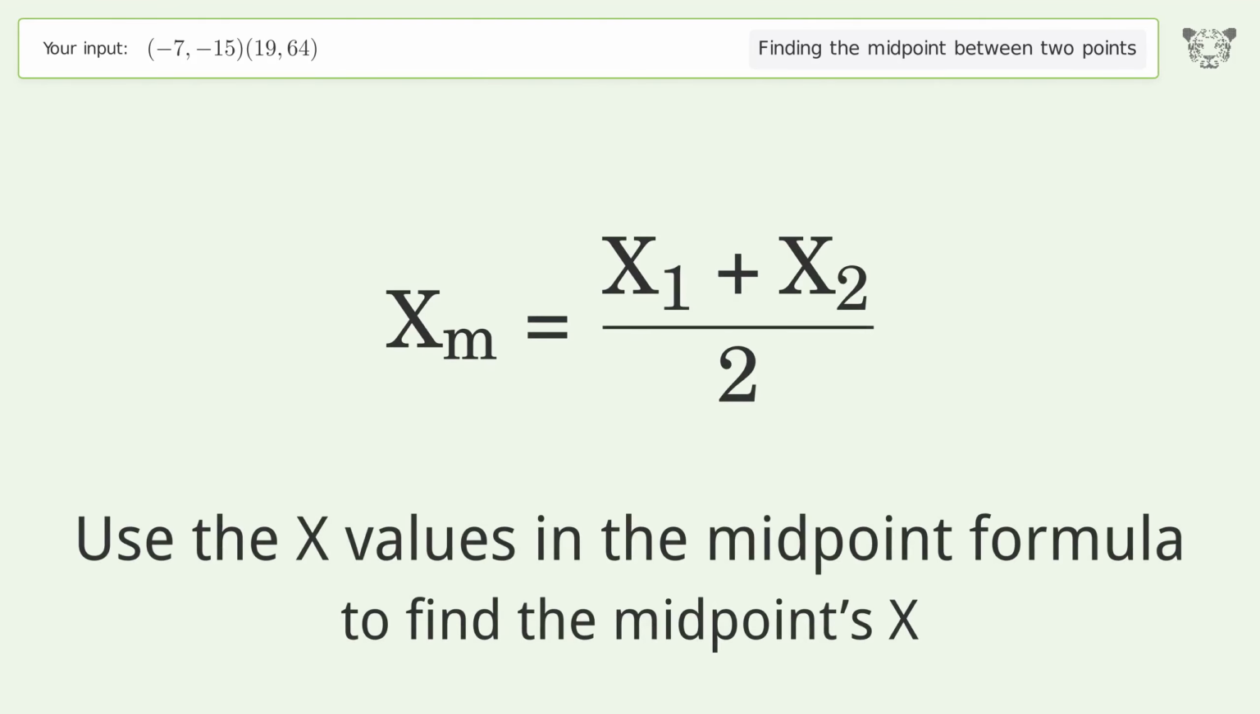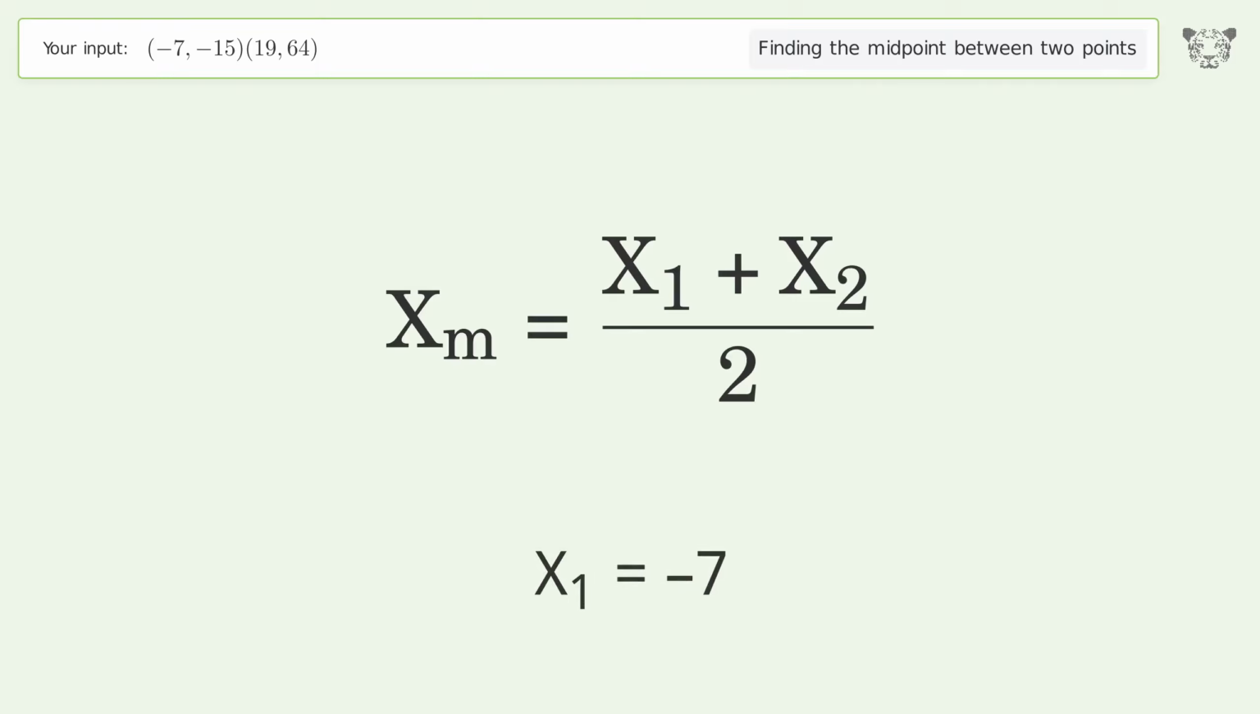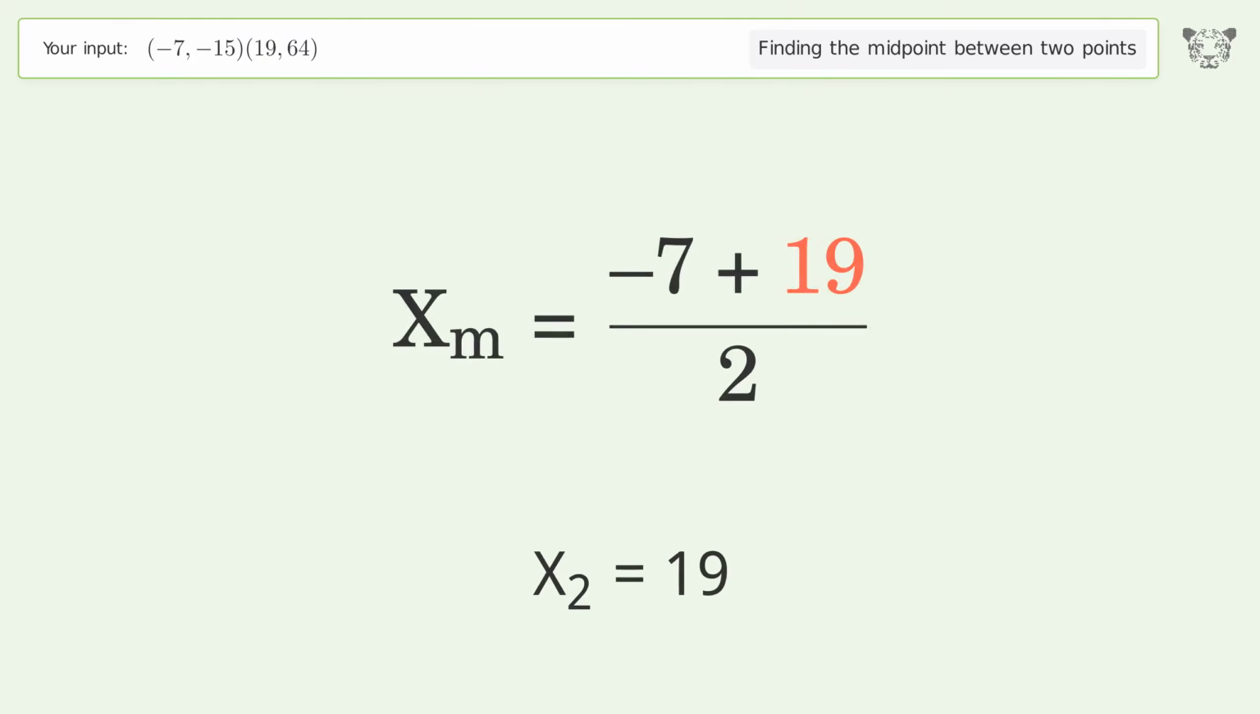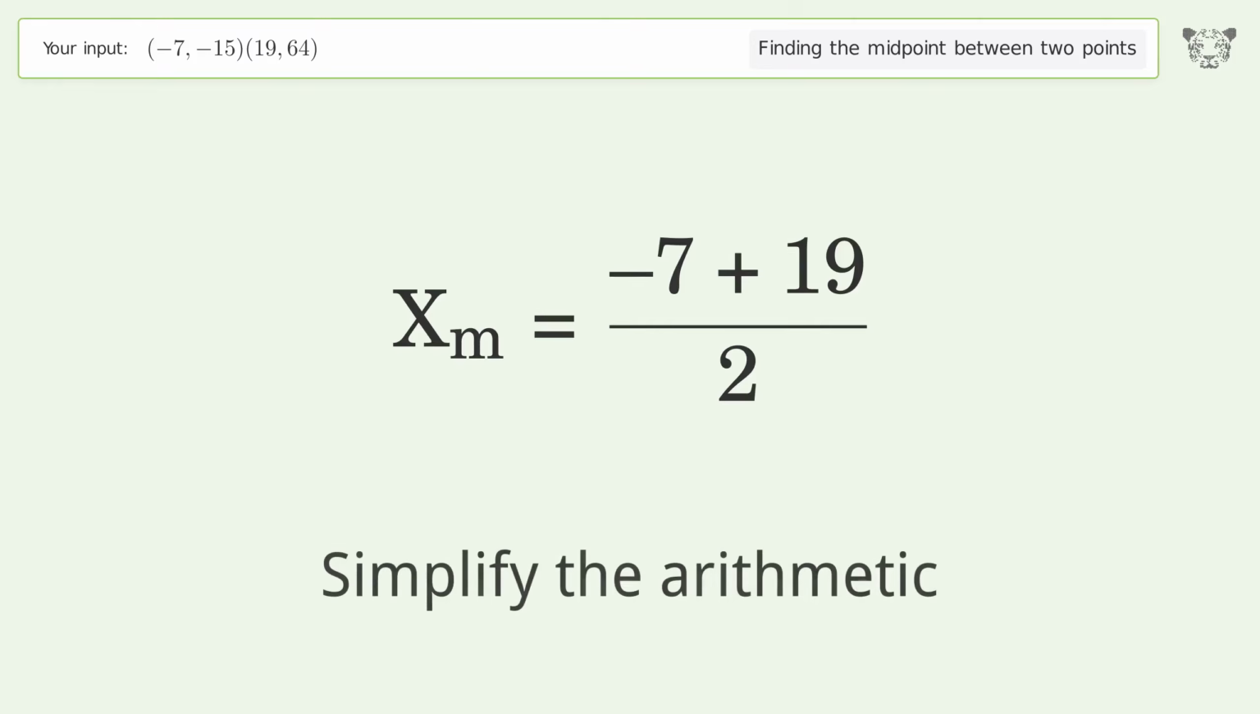Use the x values in the midpoint formula to find the midpoint's x. x1 equals -7. x2 equals 19. Simplify the arithmetic.